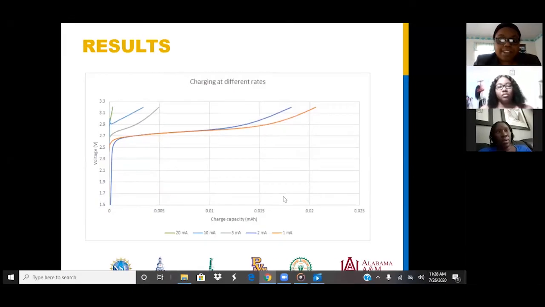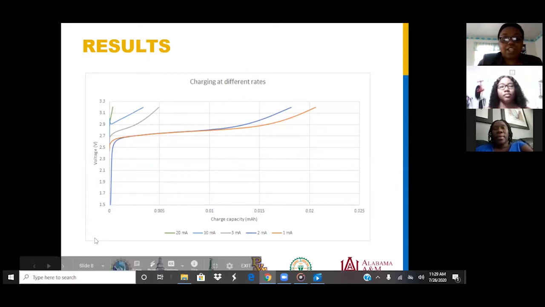And then with my data, with the current at 20 milliamps, 10 milliamps, and 3 milliamps, it wasn't enough to charge the battery to its full capacity. But my graph still agrees with the battery specification that it should be charged ideally at the 1 milliamp data point. So the charge at 1 milliamp was better than the rest of the charges at the different milliamps.